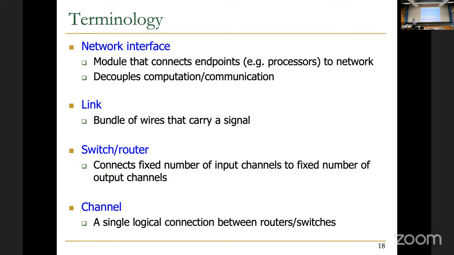Another terminology is channel, which is more or less similar to link. When we talk about link, we consider the number of wires that we have, the frequency of the link, and the bandwidth of the link. So it's actually hardware terminology. But channel in an interconnection network is considered at a very high level. When you talk about the topology, you count the number of channels and you don't really care about the width of each channel. So basically a channel is a single logical connection between routers and switches. So it's a high level definition.